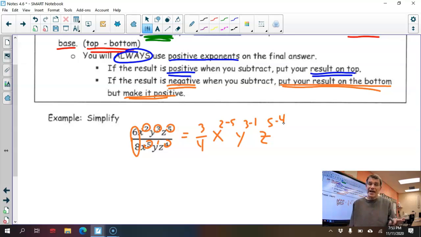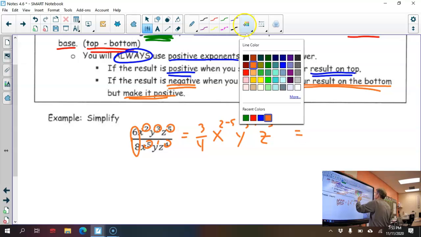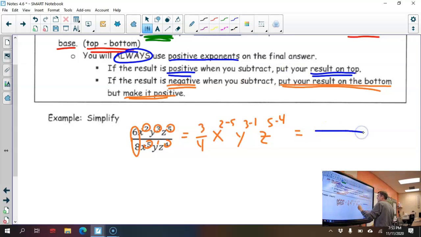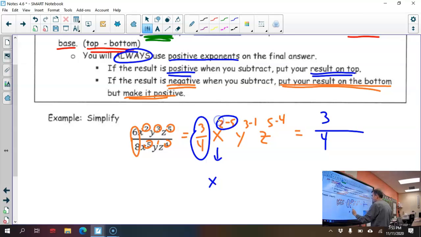This is the official exponent rule. So when you go to your answer, of course, you still have the 3/4. Now for the x's, you have x to the 2 minus 5, that's negative 3. Since it's negative, it goes on the bottom of your answer, but it turns positive. The negative tells you, put it on the bottom.